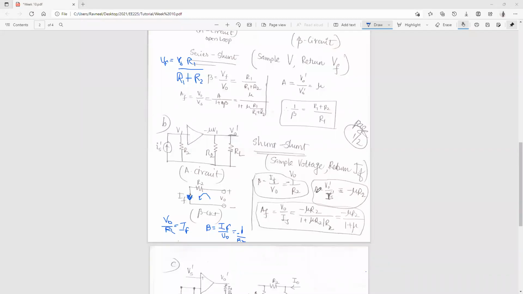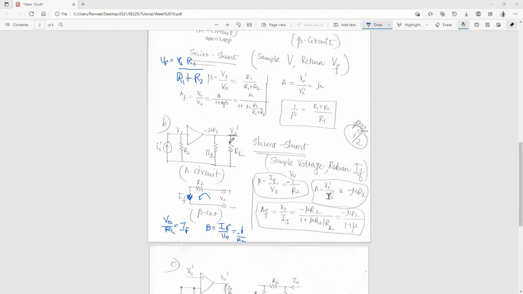A is V out upon IS. So in this particular case, if you see this circuit, the open loop circuit that we have, if you are supplying current, there is IS dash. Let's say that is the variable associated with the open loop gain, and then it's a shunt, so your output variable is again V naught, V naught dash.